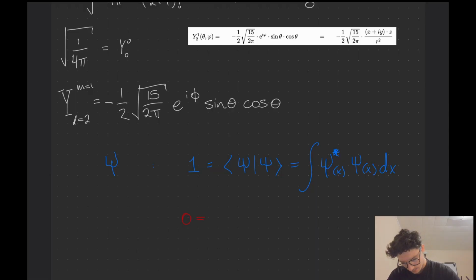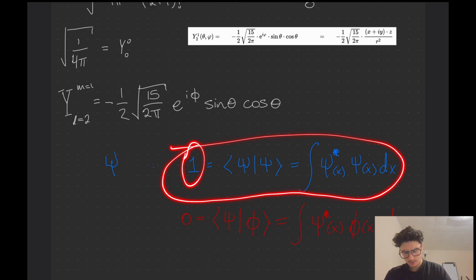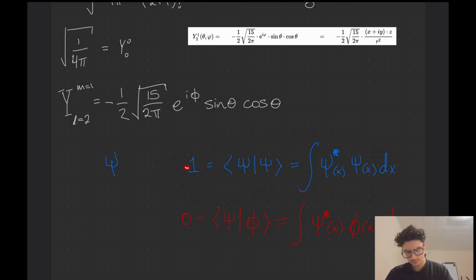And orthonormality means psi, and let me do phi like this, the integral of psi(x) phi(x) dx. Normalization means the inner product of these two is going to equal 1. So the particle has to be found somewhere. This represents a probability distribution, and integrating over all space gives you a 100% chance of finding the particle somewhere.